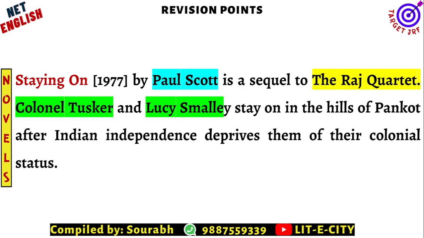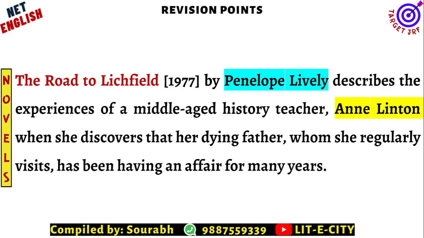Staying On, published in 1977 by Paul Scott, is also a winner of the Booker Prize, and is a sequel to the Raj Quartet, a very famous quartet. In it, Colonel Tusker and Lucy Smalley, both characters also from the Raj Quartet, stay on in the hills of Pankot after Indian independence, and now they are deprived of their colonial status. So basically, Staying On is about how some Britishers decided to remain in India even after India got its political independence.